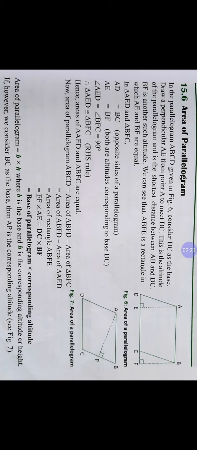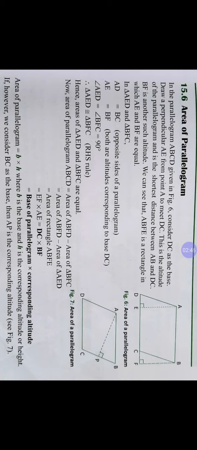The formula will be, look here at the bottom, it is written: base of parallelogram into corresponding altitude. That means we can have one base and the corresponding altitude. Like in the first diagram the base will be DC and the perpendicular will be AE.